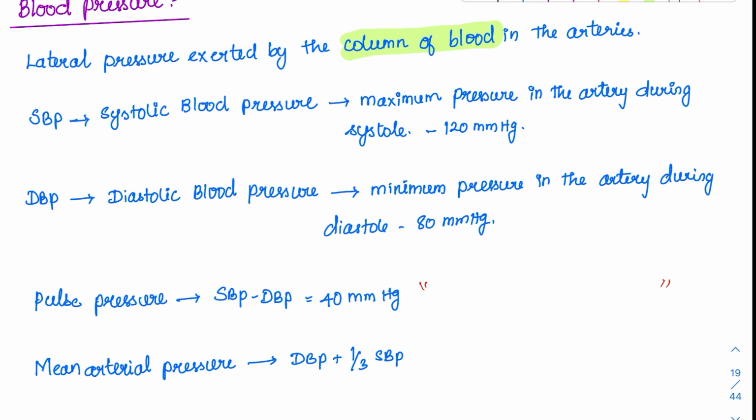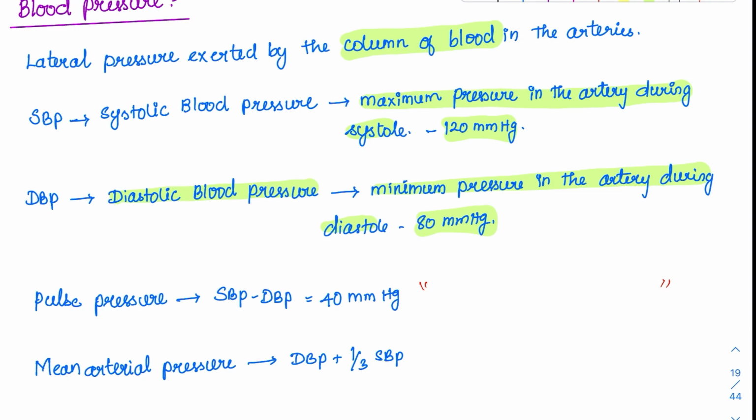Systolic blood pressure is the maximum pressure in the artery during a systole. Everybody knows this. The normal value is 120 mm of Hg. And diastolic blood pressure is the minimum pressure in the artery during a diastole, and it is usually 80 mm of Hg.